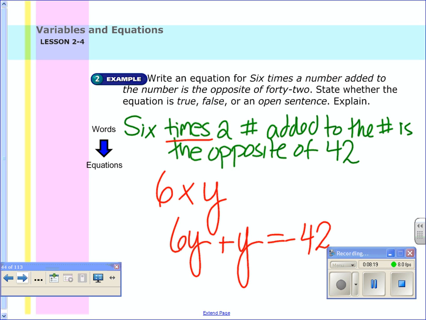And we need to decide, is that true? Is that false or an open sentence? And again, those variables give it away. It would be considered an open sentence. Because again, it has a variable, so it has the y in there. So that's what you do for that problem.